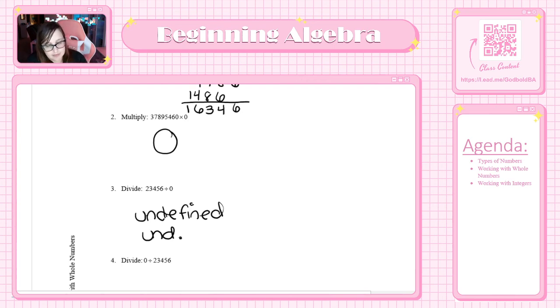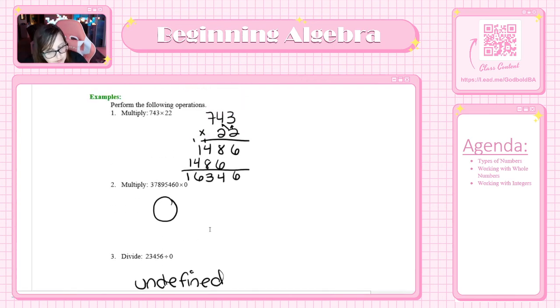0 you can divide by, so let me actually fix this. Where's my lasso?